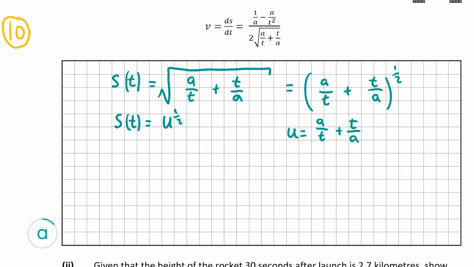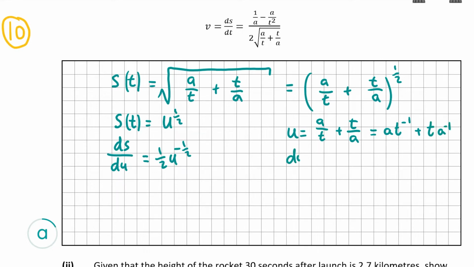Now let's differentiate s of t with respect to u. And u to the power of a half differentiated with respect to u is going to be a half u to the power of minus a half. And now I'm going to rewrite u as a t to the power of minus 1 plus t a to the power of minus 1, as this makes it a bit easier to differentiate.